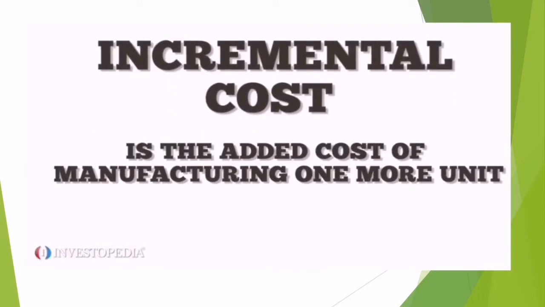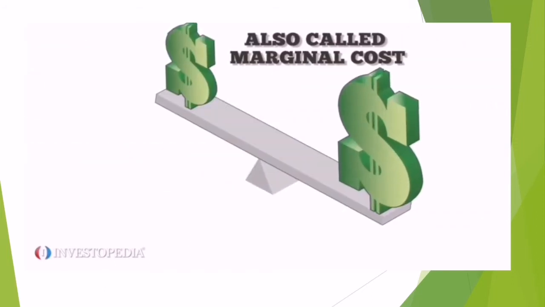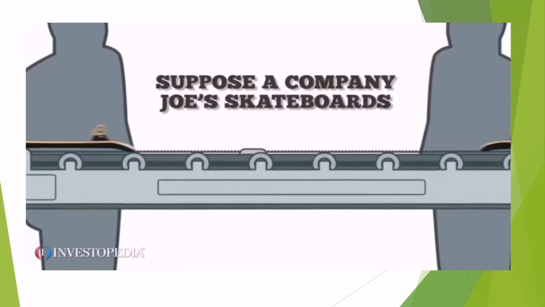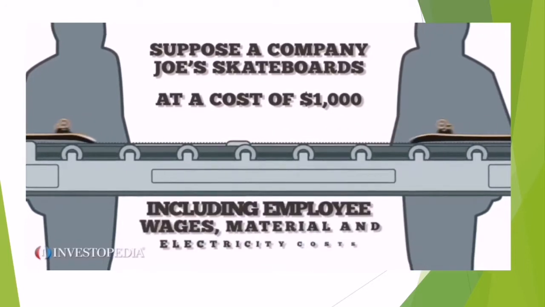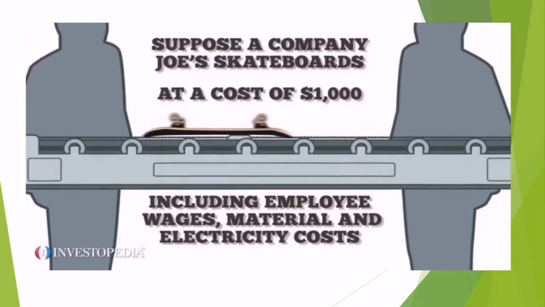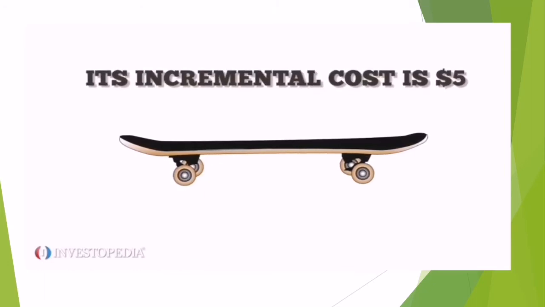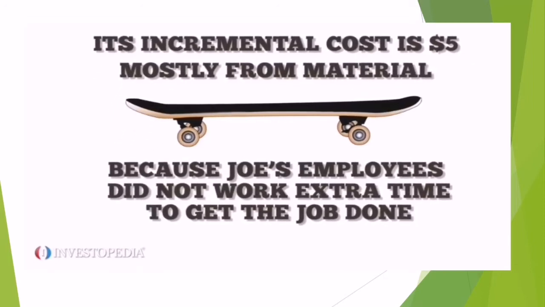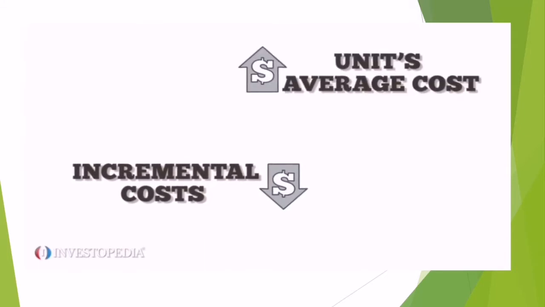Incremental cost is the added cost of manufacturing one more unit. Also called marginal cost, it's the cost a company incurs when it makes one more unit. These costs would not exist if production did not increase. Suppose a company, Joe's Skateboards, makes 100 skateboards per week at a cost of $1,000, including employee wages, material, and electricity costs. Joe's employees make an additional skateboard one week. Its incremental cost is $5, mostly from material because Joe's employees did not work extra time to get the job done. Incremental costs are usually lower than a unit's average cost to produce.